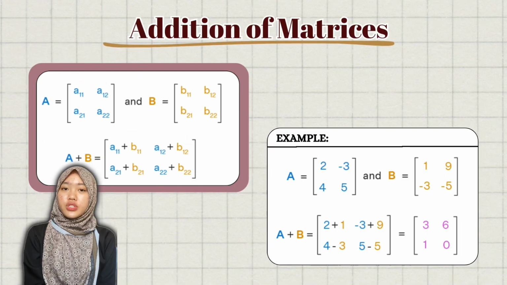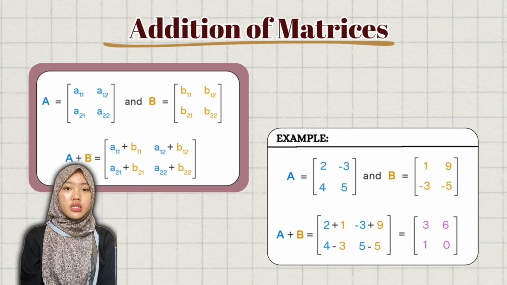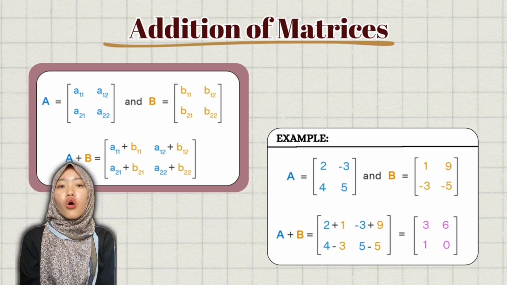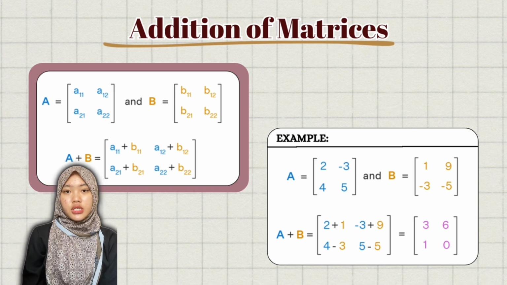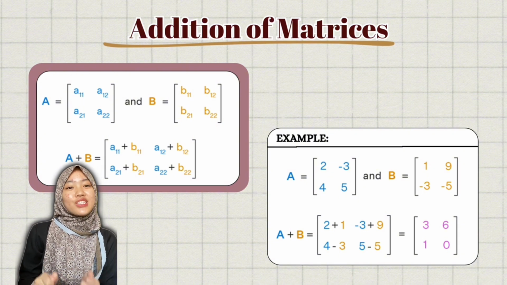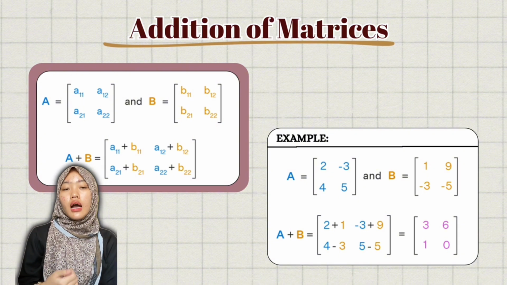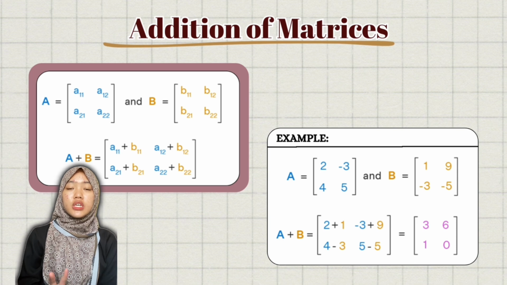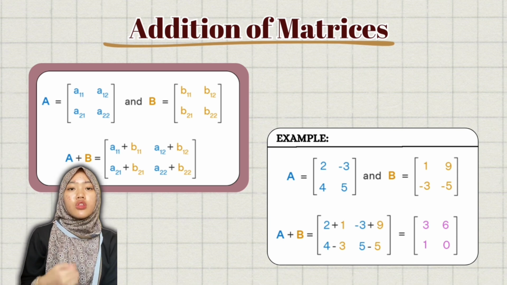The addition of matrices is an operation on matrices where corresponding elements of 2 or more matrices are added. Matrices can be added only if they have the same dimension or order. Okay, so in this example, we will learn how to add 2 matrices, which are matrix A and matrix B. To add these matrices, we add their corresponding elements.